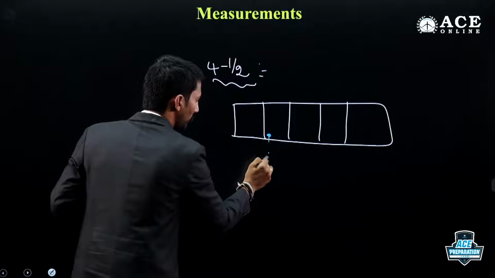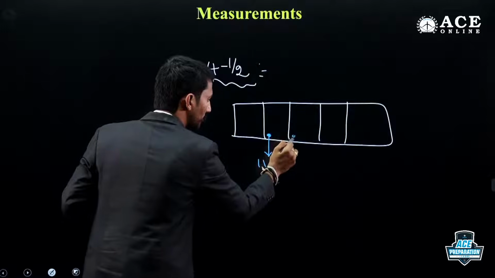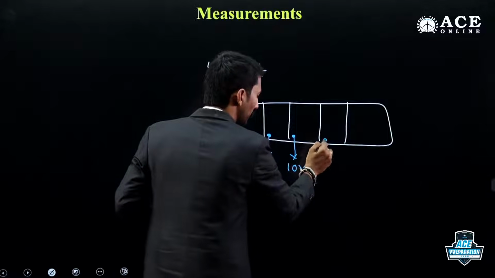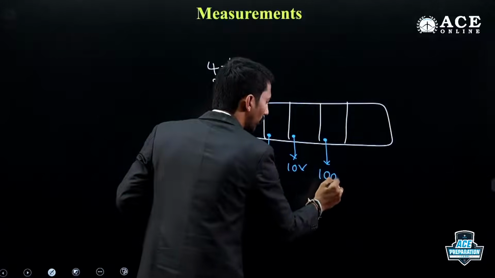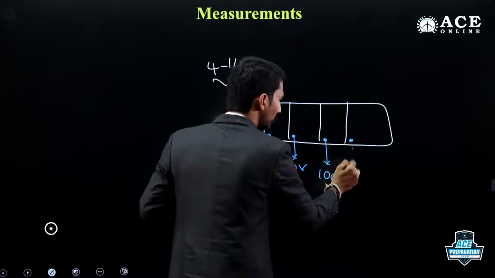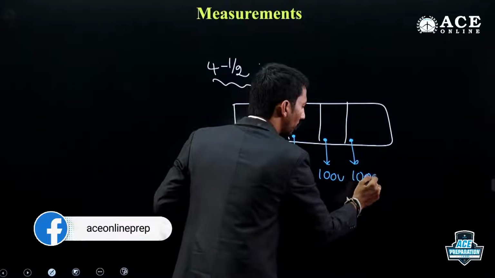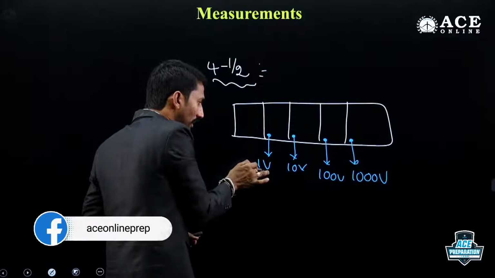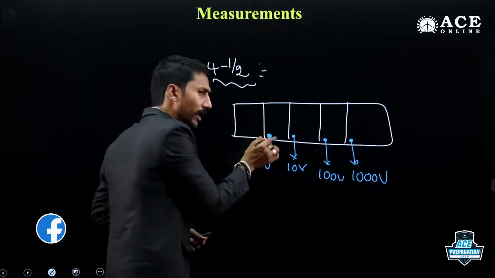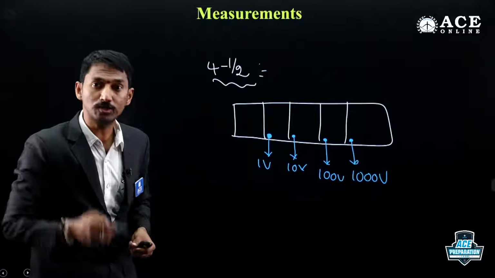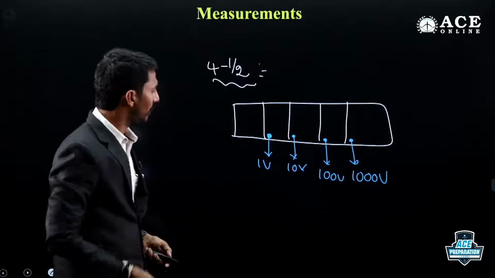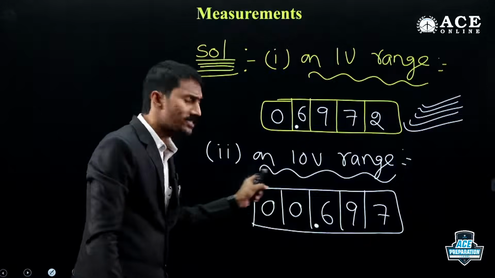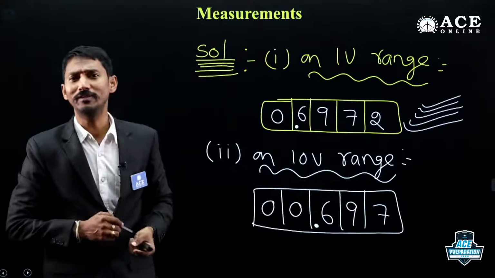Here, this is 1 volt range. This is 10 volt range decimal point. This is 100 volt range decimal point. This is 1000 volt range decimal point. Okay, so if the 1 volt range is there, this is the decimal point position. In that way, you know the concept also. So based on that, directly, sir, here 1 volt range and here 10 volt range, the number display will be there.